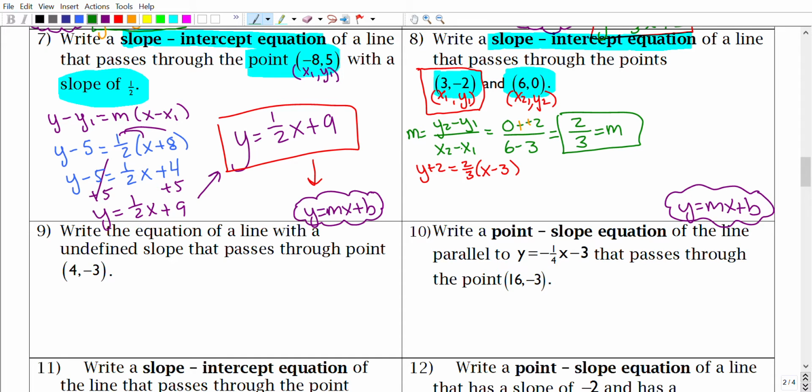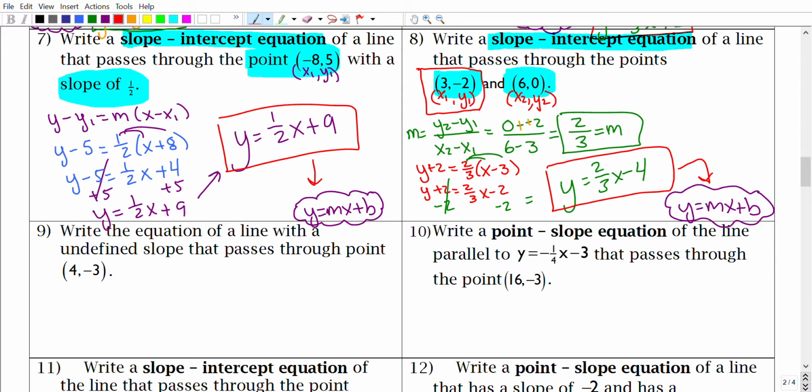Not the form I want, so I have to distribute. We get y plus 2 equals 2/3 x minus 2. Finally, last step, subtract the 2, which gives us y equals 2/3 x minus 4, which matches what I wanted in my final form.